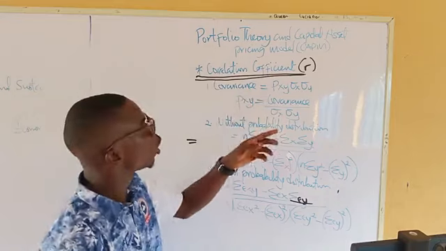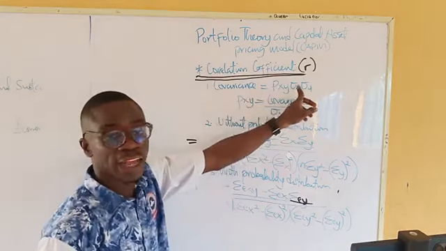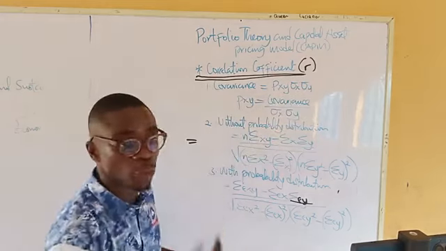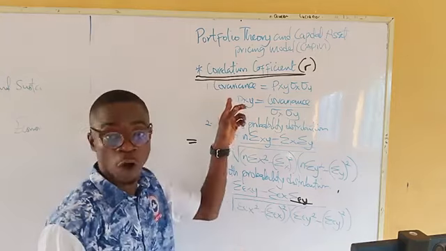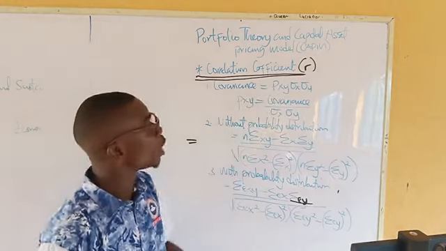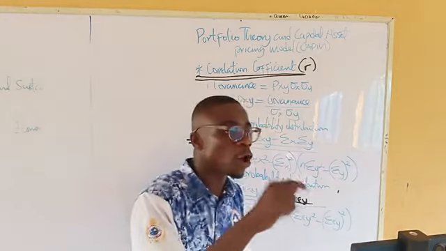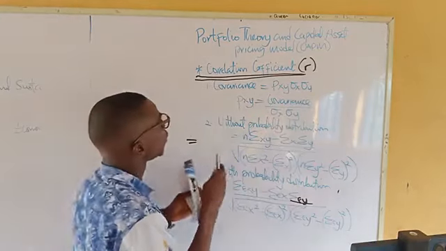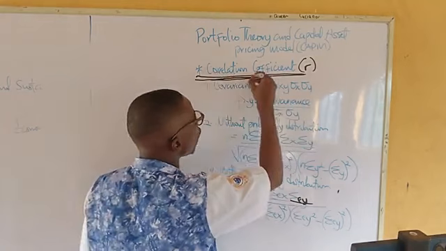So if you are given data like information on covariance, standard deviation of x and standard deviation of y, you will know that the appropriate formula to use is the first formula, because this is the formula of covariance. Are we together? This formula is the formula for covariance.